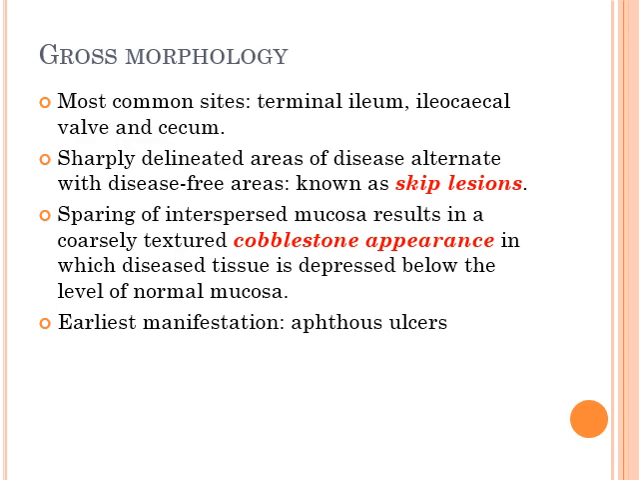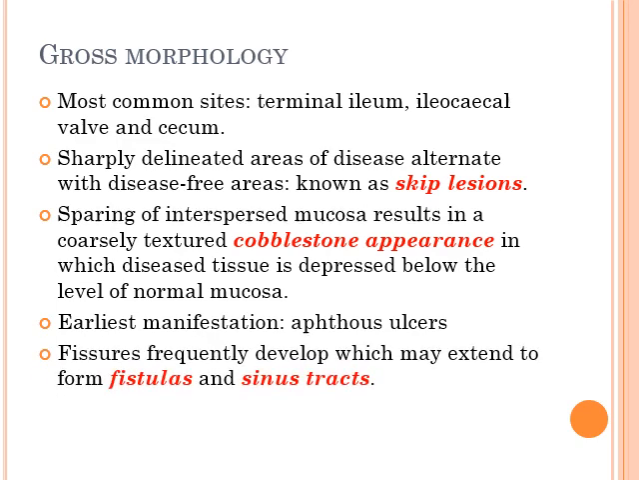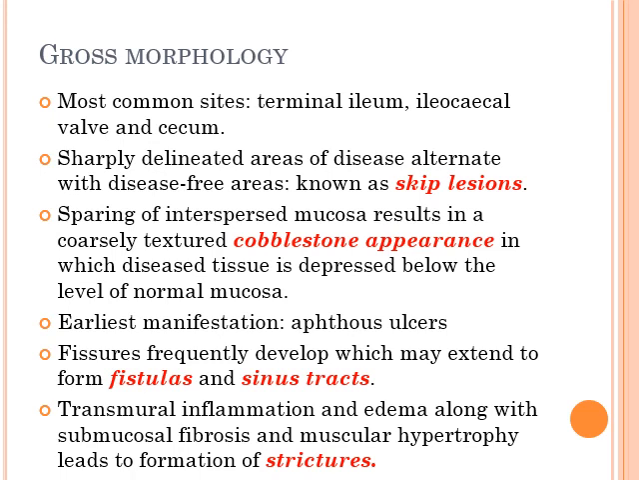And the earliest manifestation begins with the appearance of an aphthous ulcer. Fissures may frequently develop, which may extend to form fistulas and sinus tracts. Because of the transmural inflammation, along with edema, there is submucosal fibrosis along with muscular hypertrophy, which ultimately leads to formation of strictures in the intestine, which may also lead to features of obstruction. So these are the gross morphological features in the intestine.